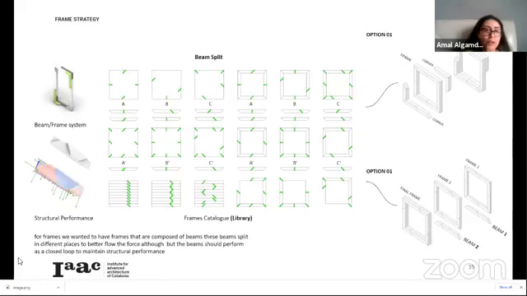We wanted to create a frame strategy. Our frame consists of beams, and these beams split in different places based on force flow. Although they are split, they maintain a closed loop that can be doubled to maximize the rigidity and strength, and can be maximized only on corners if needed.